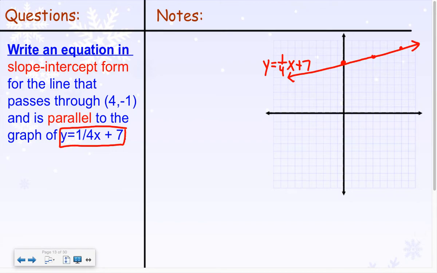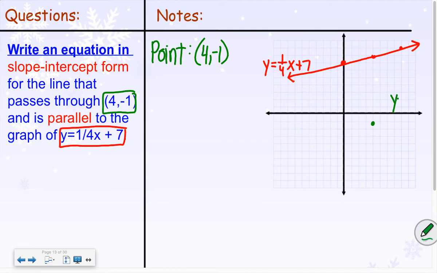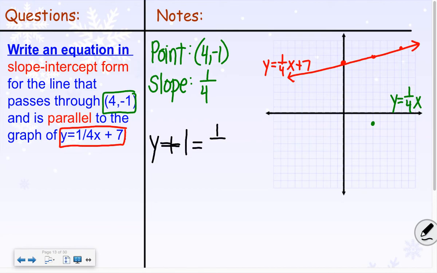My new line is going to go through the point (4, negative 1), so let's graph that. It should have a slope of 1/4, because if my lines are parallel, they both have to have a slope of 1/4. So I have my point, I have my slope. Let's put it in point-slope form: y minus a negative 1 equals my slope times x minus 4.